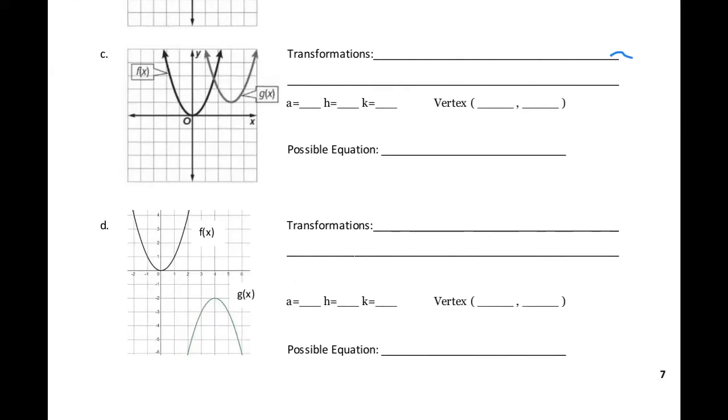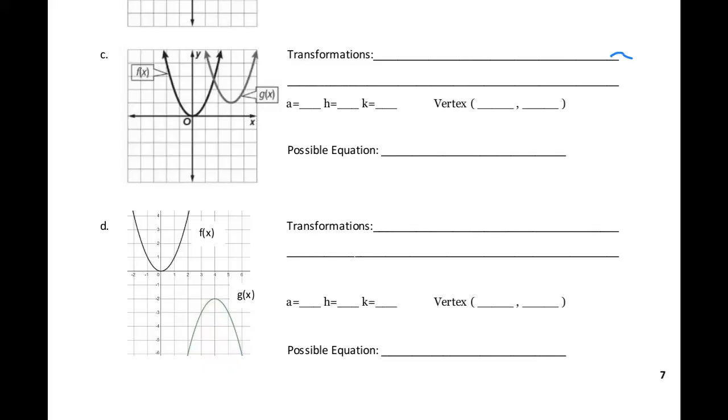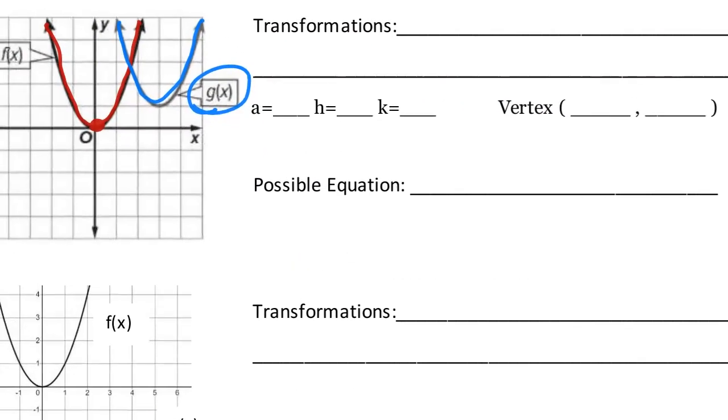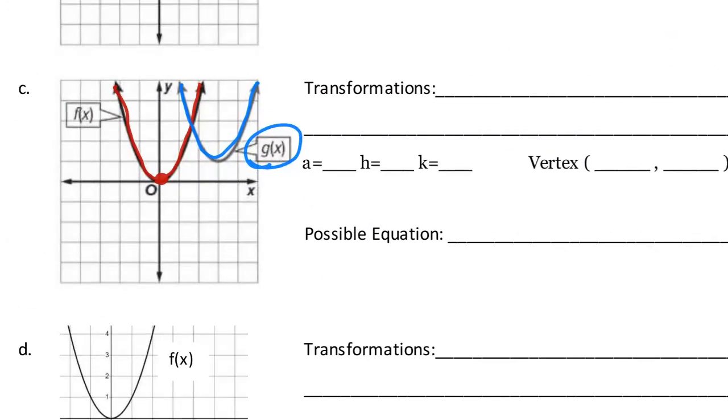Let's go to C. Here is my original. Notice the vertex is always at 0, 0. But for my transformed one, g of x, that's what we're interested in. What is the vertex of my transformed parabola there?